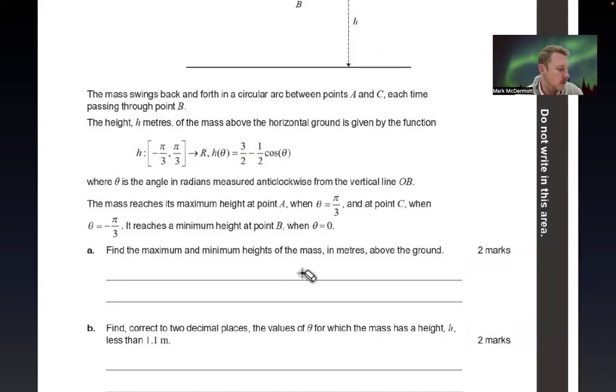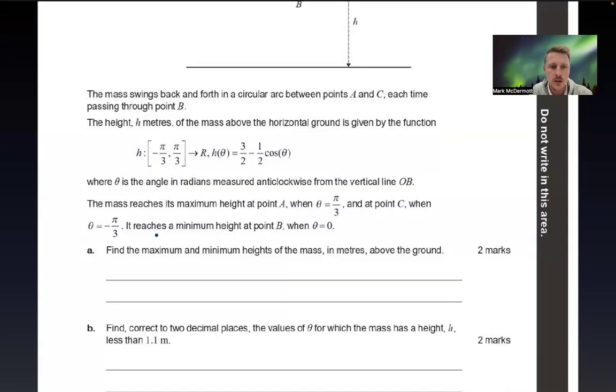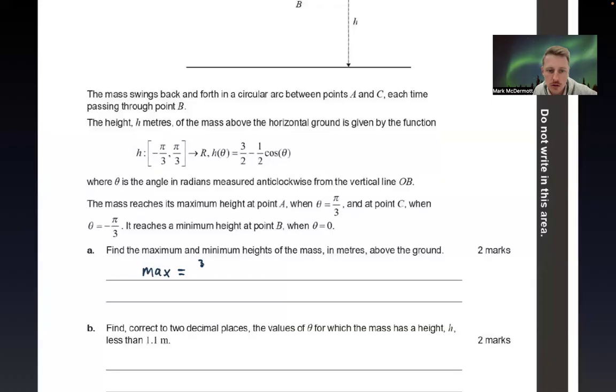Okay, so hopefully this one's not too bad. The maximum and minimum of a cosine function: the maximum is always the mean line plus the amplitude. So the mean line has been shifted up 3 on 2, plus the amplitude, which is 1/2. So I reckon the maximum's at 2. I reckon the minimum is at 3 on 2 minus 1/2, which is 1.